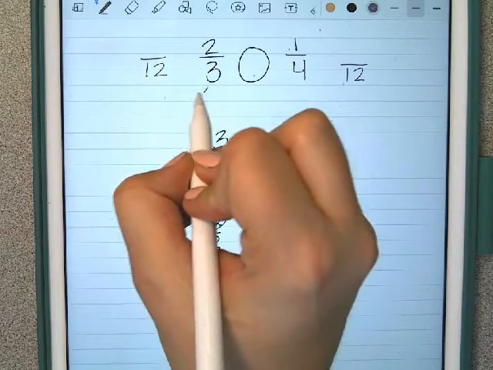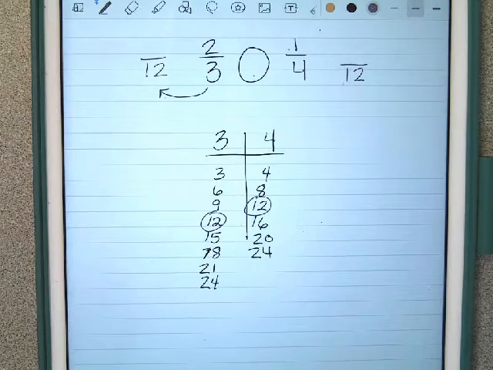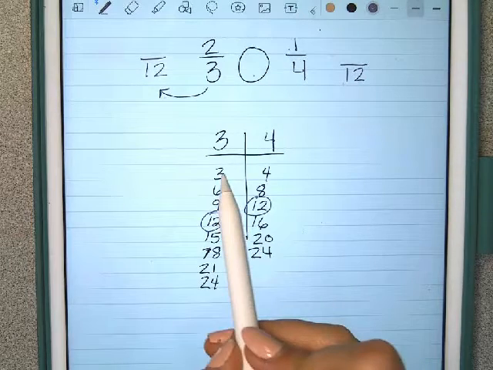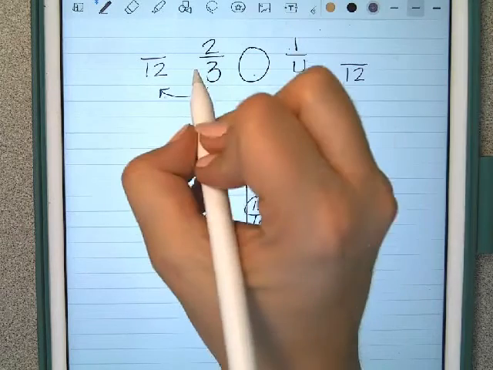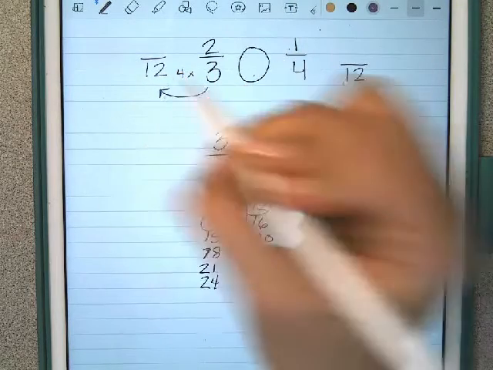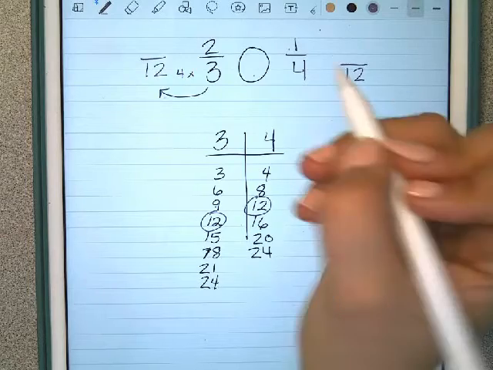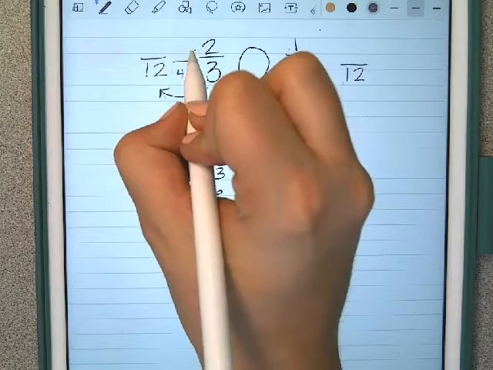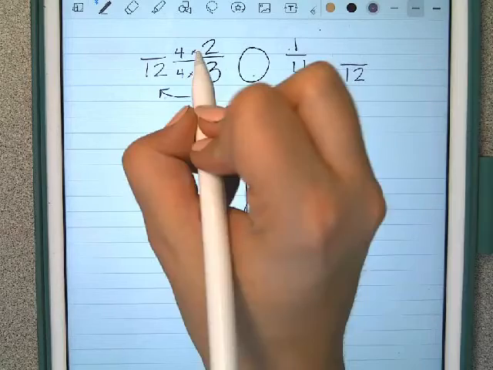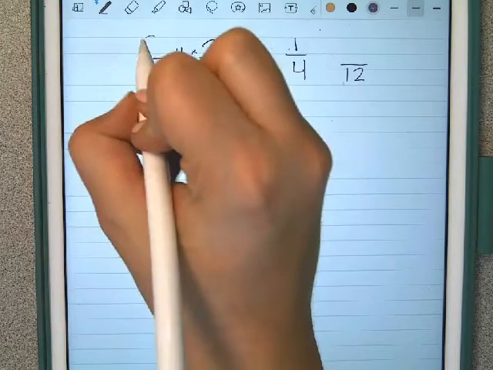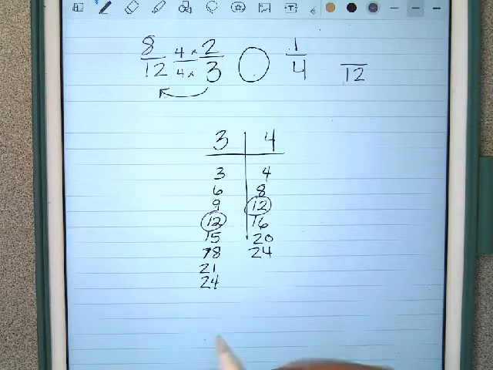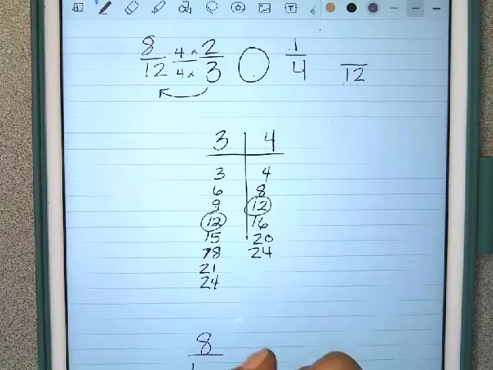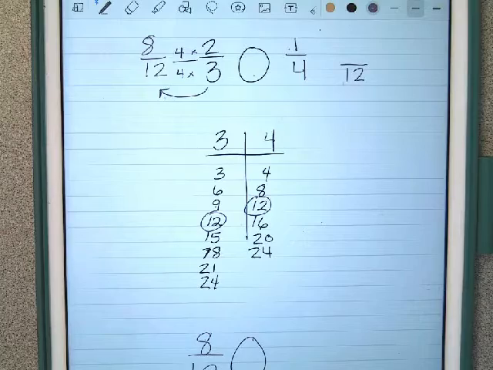So think to yourself, 3 times what equals 12? Well, look, we did it. 1, 2, 3, 4. So 3 times 4 equals 12. For it to be a power of 1, I need to do the same thing on the top. 2 times 4 is 8. I'm going to use 8/12 as my new fraction to compare instead of 2/3.